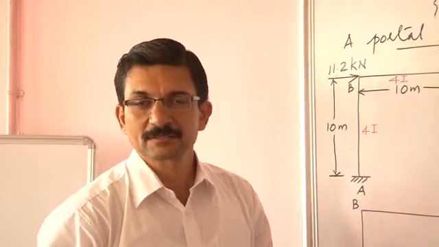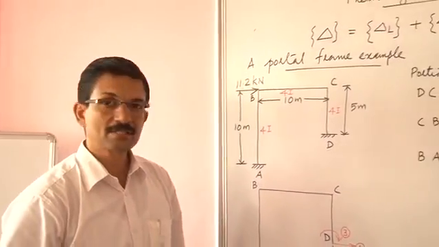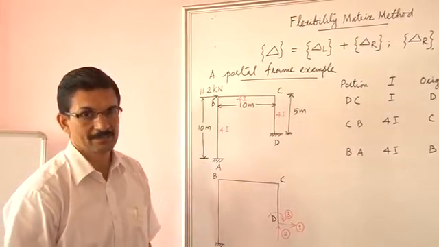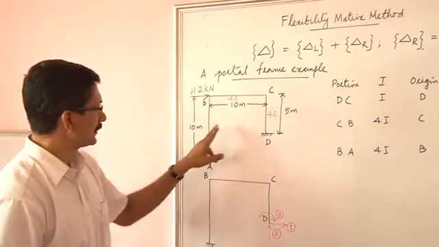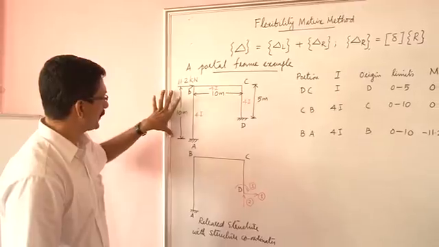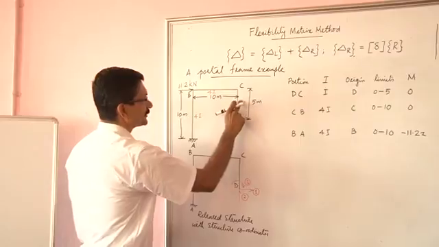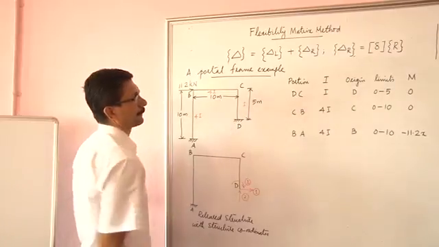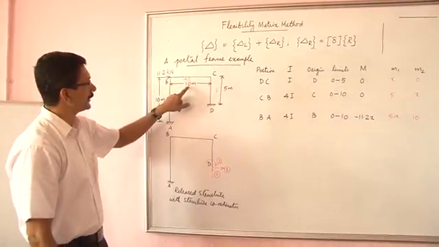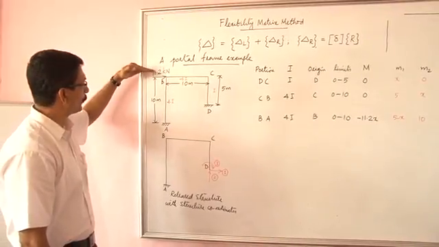In the flexibility matrix method structure approach, we are going to see an example of an unsymmetrical portal frame like that. In this, the two columns have lengths of 10 meter and 5 meter, and let the moment of inertia of this be 4I and this be I. The moment of inertia of the beam is 4I, the length is 10 meter, and the only load is a lateral load of 11.2 kilonewton.